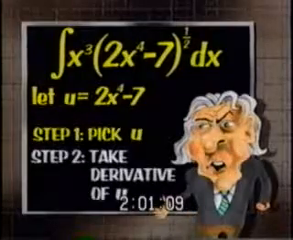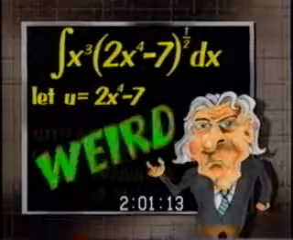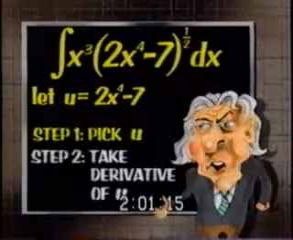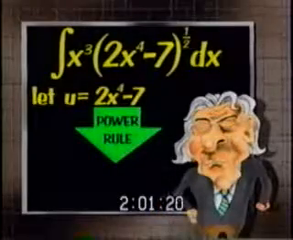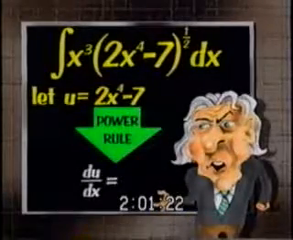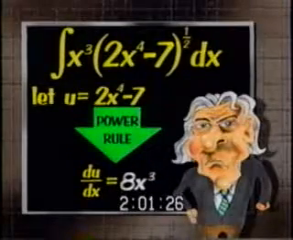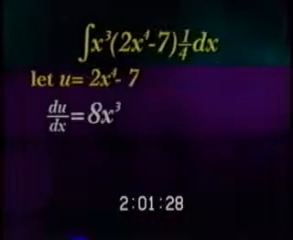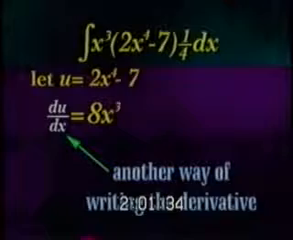Then your next step is to take the derivative of u. I know it seems weird to take the derivative here even though this is an integration problem, but do it anyway. You'll see why in a second. So by the power rule for derivatives, du dx equals the derivative of 2x to the 4th minus 7, which is 8x cubed. So du over dx equals 8x cubed. Remember, du over dx is just another way of writing the derivative u prime.